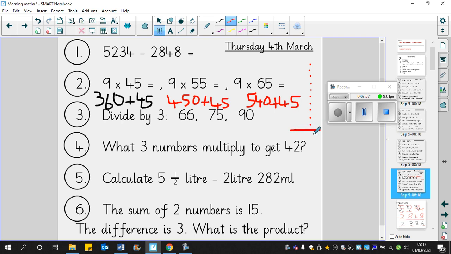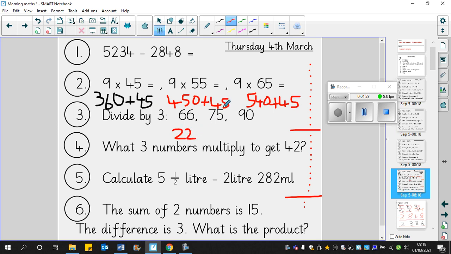And if we have another 10 lots of 3, 1, 2, 3, 4, 5, 6, 7, 8, 9, 10, then that will be 60. So now all we have to do is count up to 66. So 63 and 66. So we've got 10 lots of 3 there, plus another 10 is 20, plus another 2 is 22. So that becomes 22.